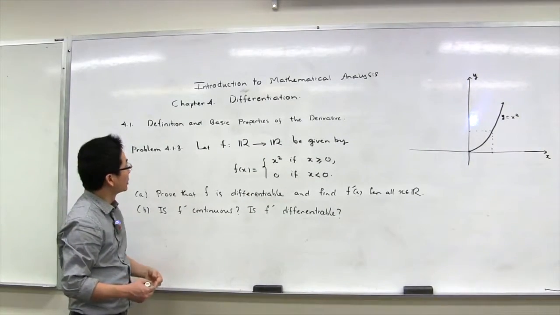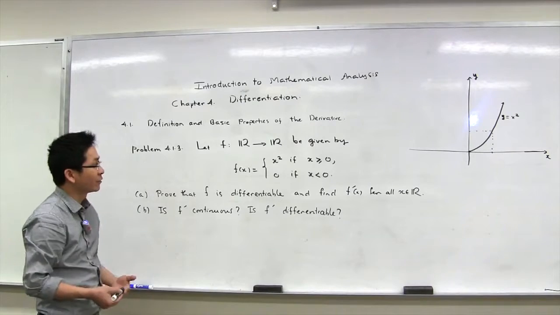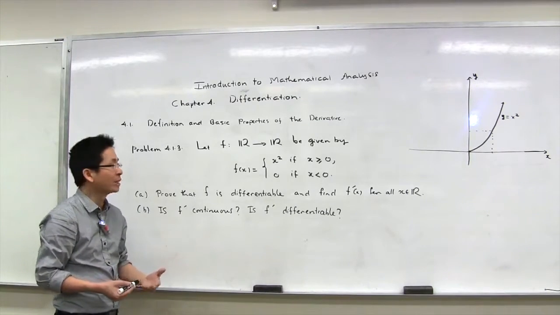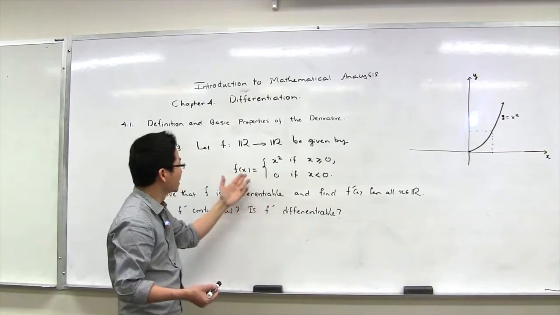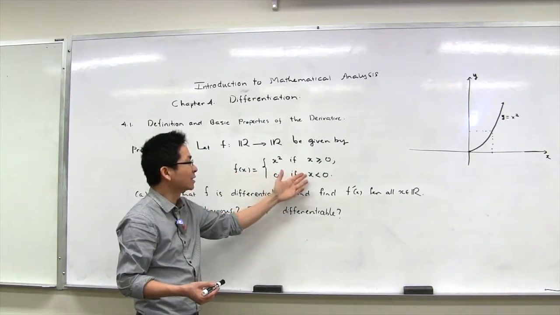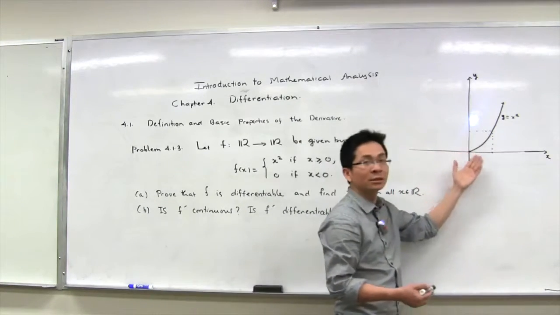In this video, we are going to work on problem 4.1.3 from the textbook. Consider the function f defined on R by the following formula. f of x is x squared if x is greater than or equal to 0, and f of x is 0 if x is less than 0. And here is the graph of the function.